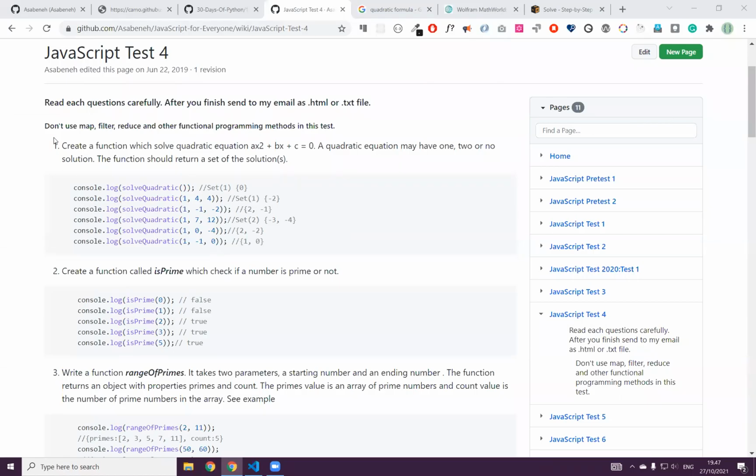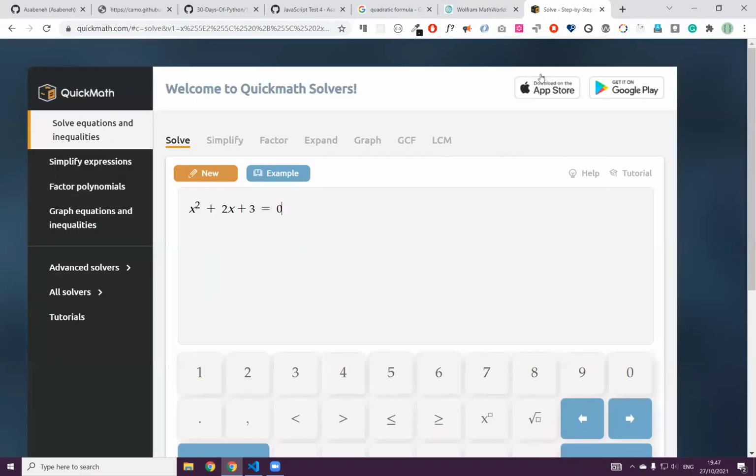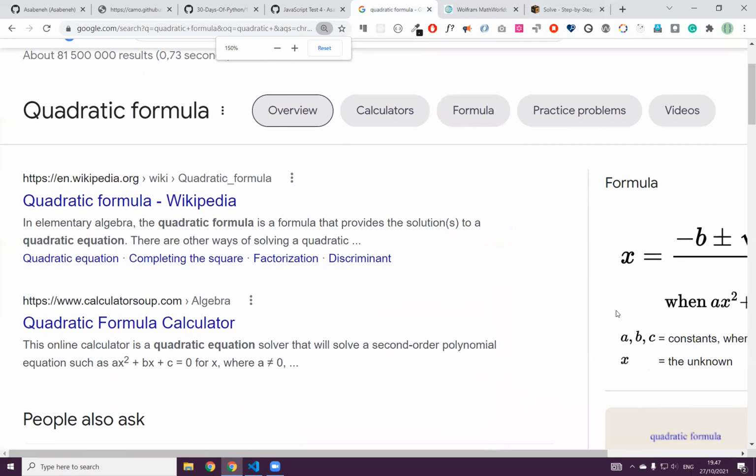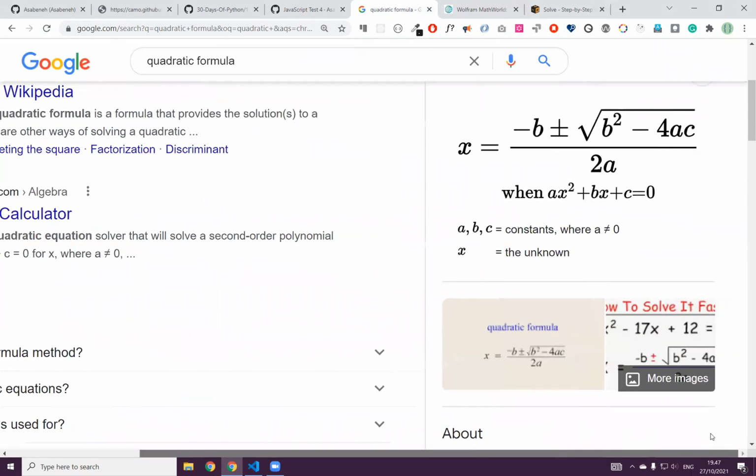Welcome back. For this question, you've been thinking and trying to solve this quadratic equation. Quadratic equations are very important because we can solve some real life problems using them, and it's good to know how to solve them. Maybe I can open the quadratic equation formula and make it bigger here.